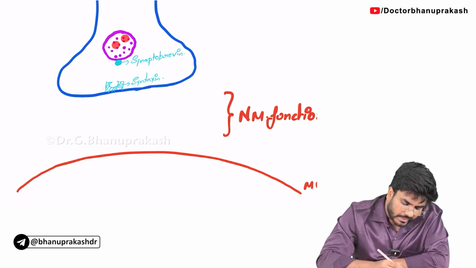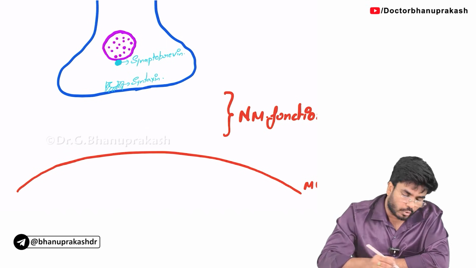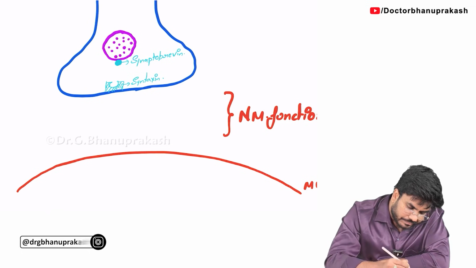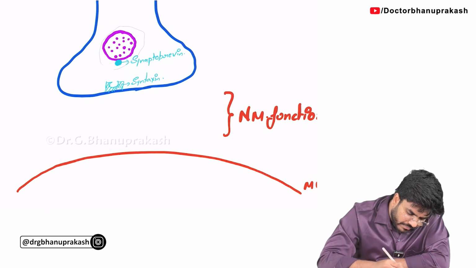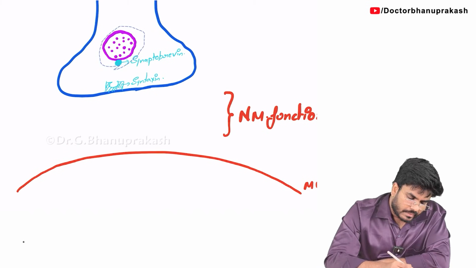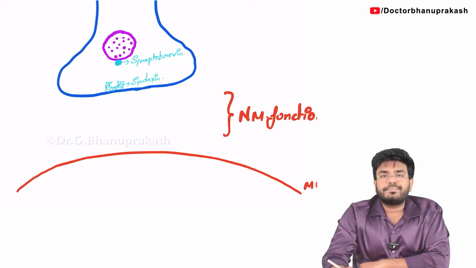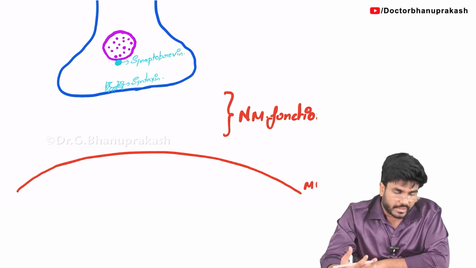So, in order to release this neurotransmitter, let me put it this way. This synaptobrevin should actually come and fuse like this. So, what I am trying to say is, how are the neurotransmitters undergoing exocytosis? Let me tell you.